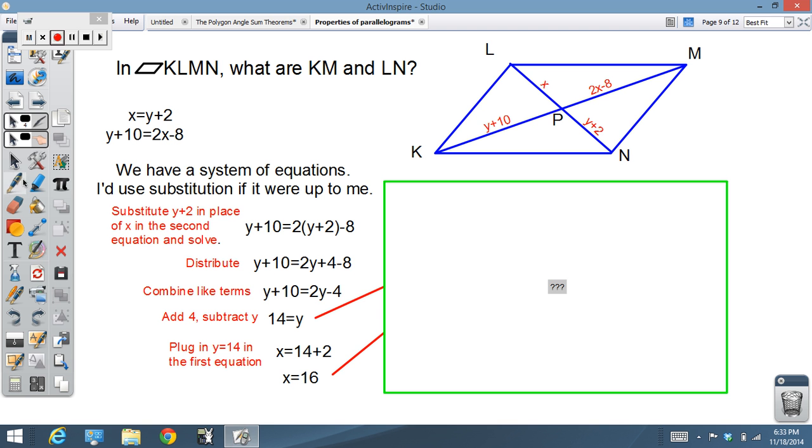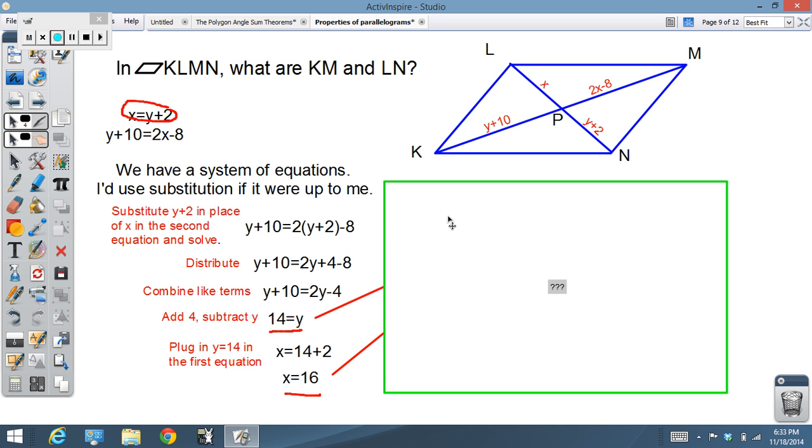So I'm going to substitute. I'm just going to take this and put it in place of that in a substitution step right here. Okay, and let me do this the easy way now. So when I do my substitution step, I get this. Distribute the 2, combine like terms, subtract or add the 4 and subtract the y. You can follow through the math at your own pace here. And we find out y equals 14. Plug that into this equation here, and we find out that x must be 16.